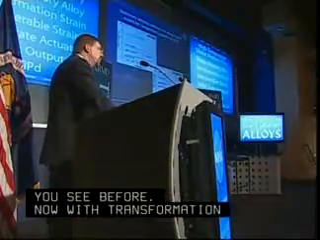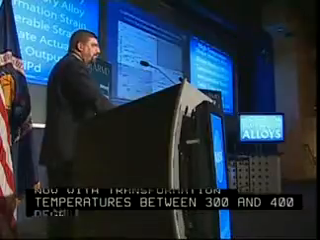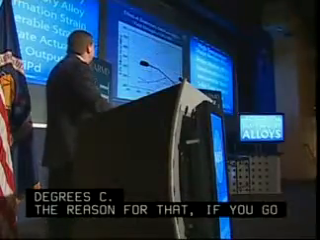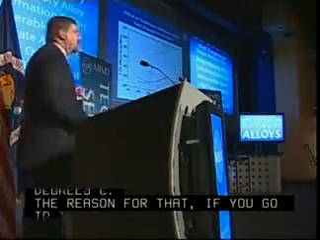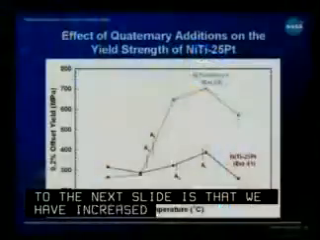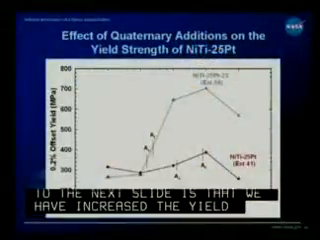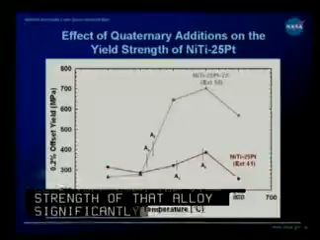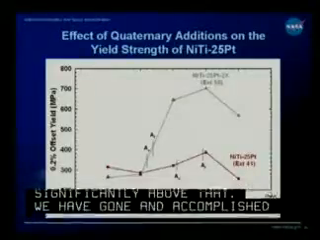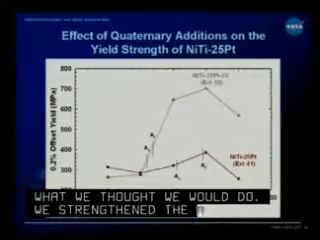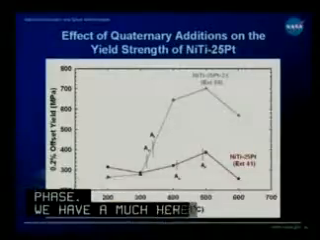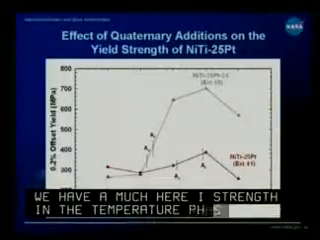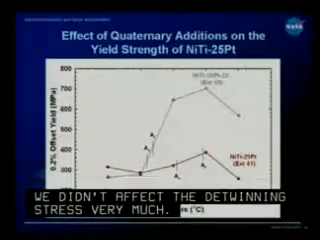And again, the reason for that, if you go to the next slide, is that we've increased the yield strength of that quaternary alloy significantly above that of what the ternary was. So we've gone and accomplished what we thought we would do. We strengthened the austenite phase. We've got a much higher strength in the high temperature phase, and at the same time we really didn't affect the detwinning stress very much. So that basically allows us to create high temperature shape memory alloys.